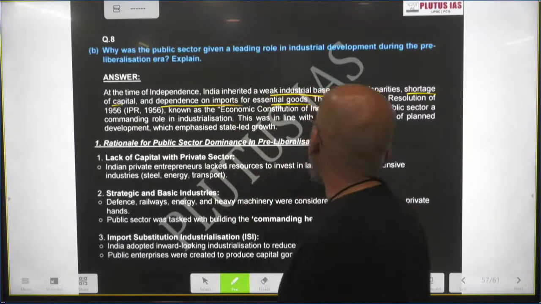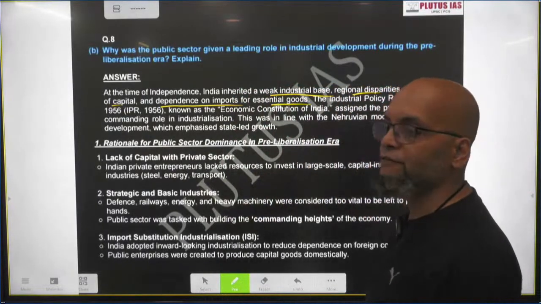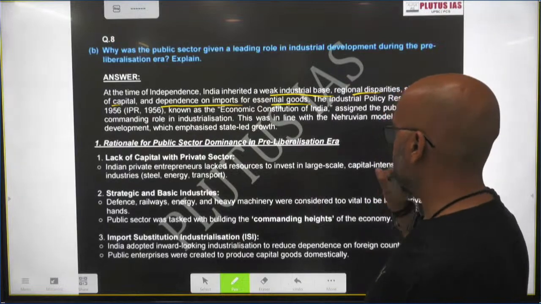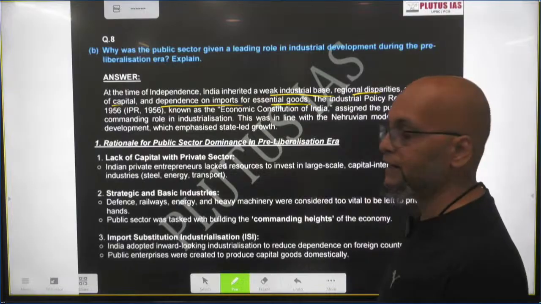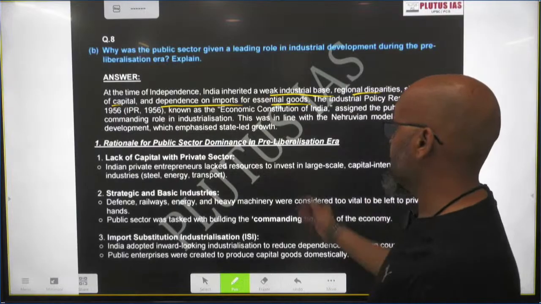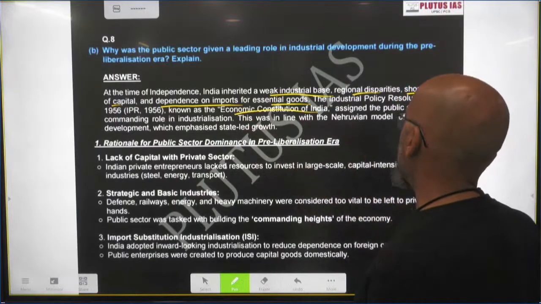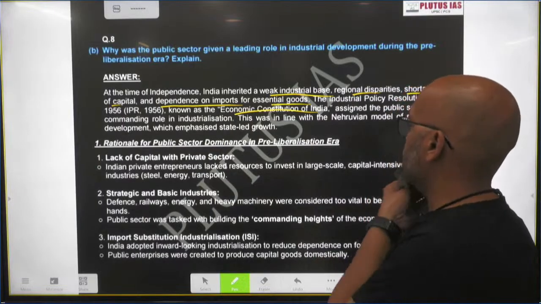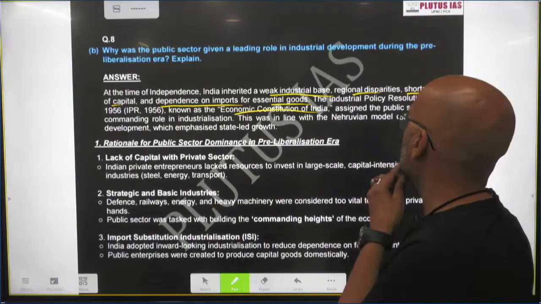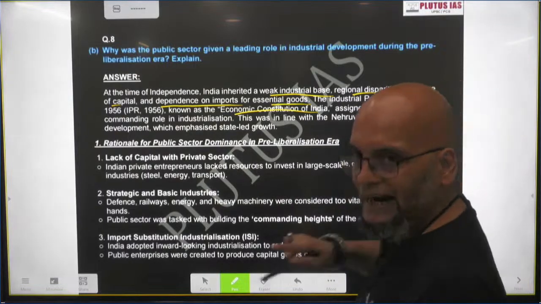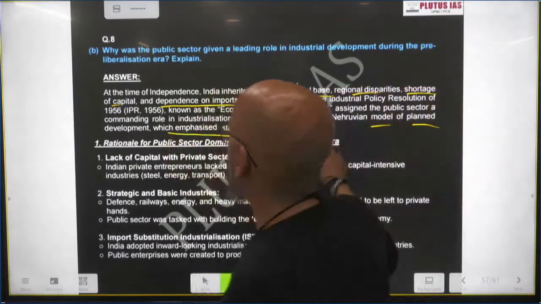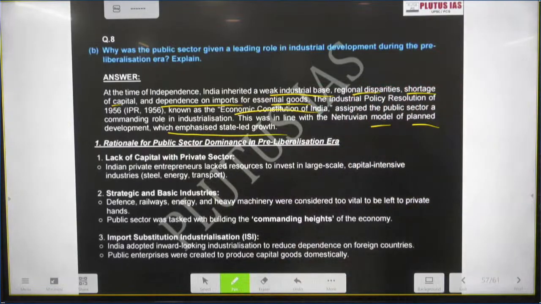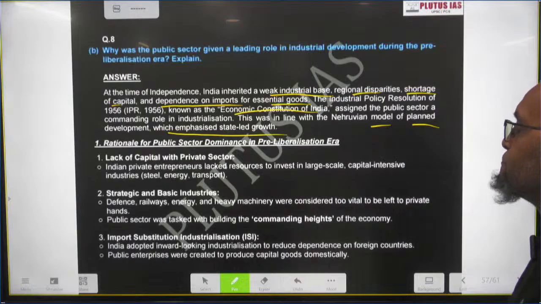The Industrial Policy Resolution of 1956, IPR, known as the Economic Constitution of India, and these are the important keywords, assigned the public sector a commanding role in industrialization. This was in line with the Nehruvian model of planned development, which emphasized state-led growth. So what was the rationale for public sector dominance in the pre-liberalization era?